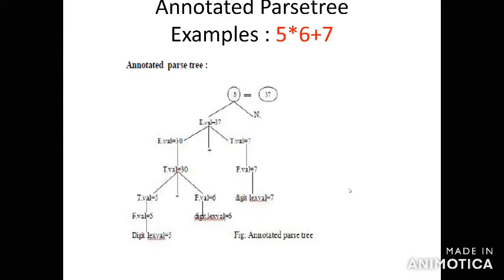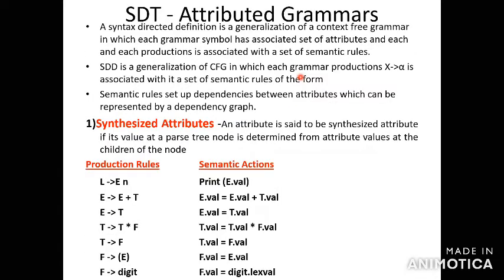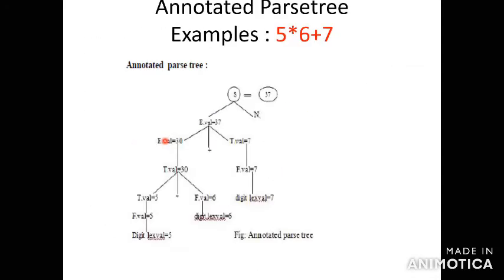In this, we have two kinds of attributes. One is synthesized attributes. The second is inherited attributes. A synthesized attribute means an attribute is said to be synthesized if its value at a parse tree node is determined from the attribute values at the children of the node. Okay, so this is for annotated parse tree construction.